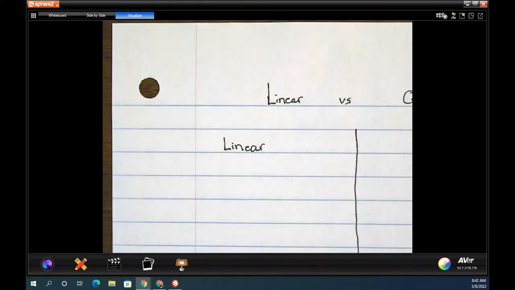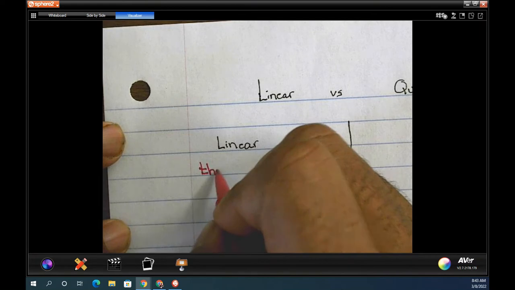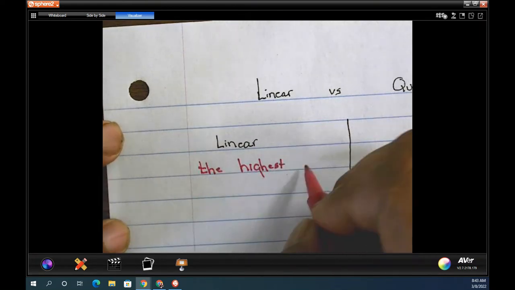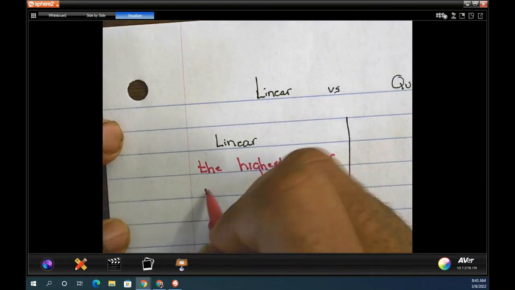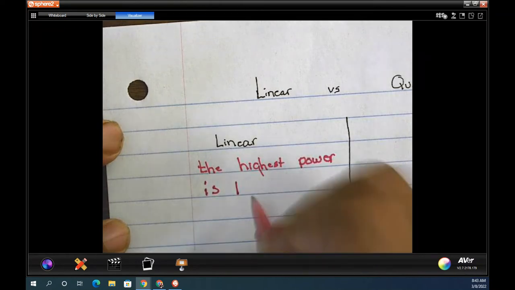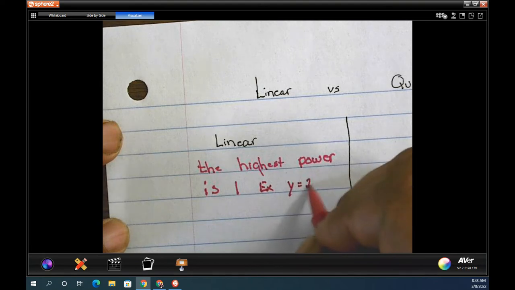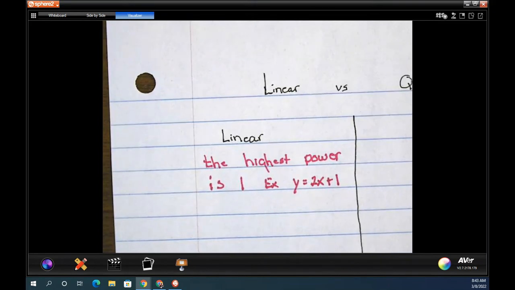Now, here's the deal. How do we know it's linear? The highest power is 1. For example, y equals 2x plus 1. Remember that x is assumed to be to the first power. So anytime that's the highest power we have, it's linear.